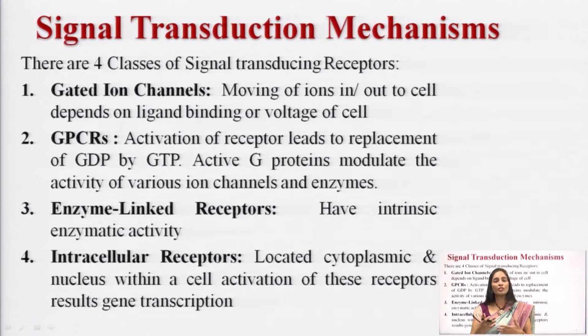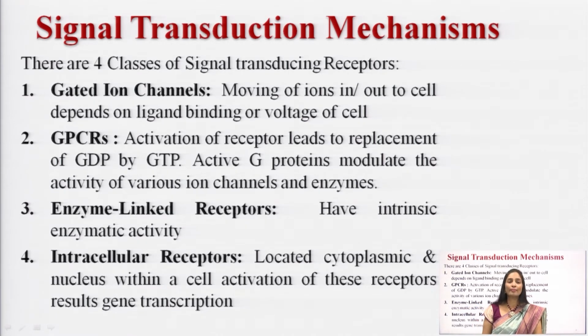So, in the gated channel, the transduction mechanism is the opening and closing of a channel when the drug binds to its receptor, depending upon the ligand or the voltage of a channel. And next one, GPCR receptor. Here, when the drug binds to its receptor, the GDP will be replaced by the GTP. Once the GDP is replaced by the GTP, the G protein will be activated, the alpha subunit will be dissociated from the beta and gamma, and in turn will activate the adenyl cyclase and it will show the cellular actions.